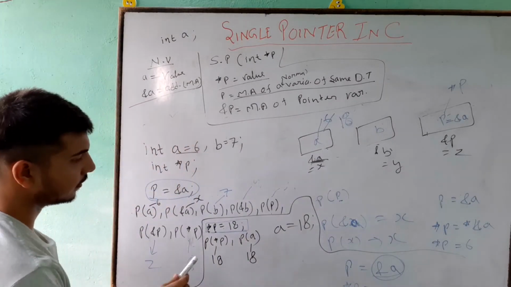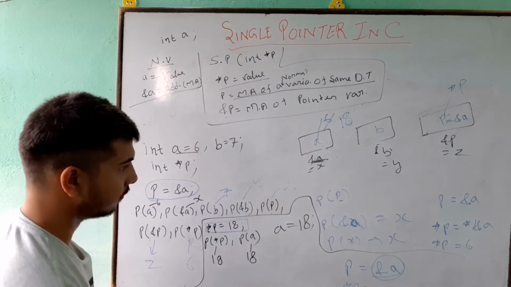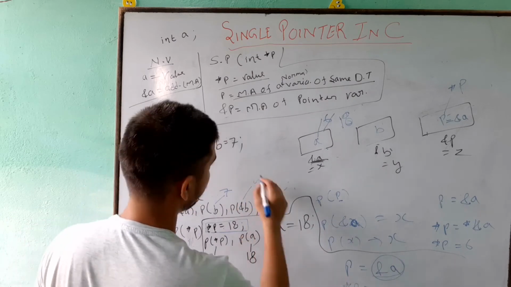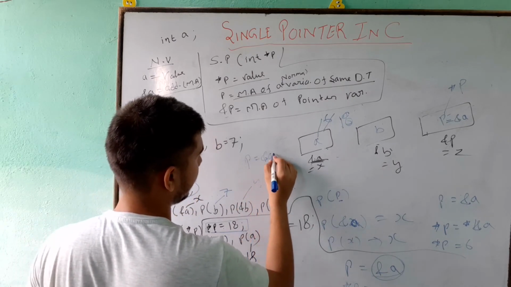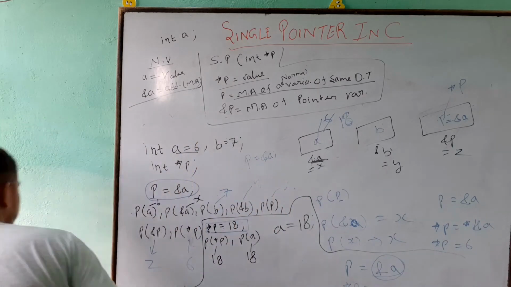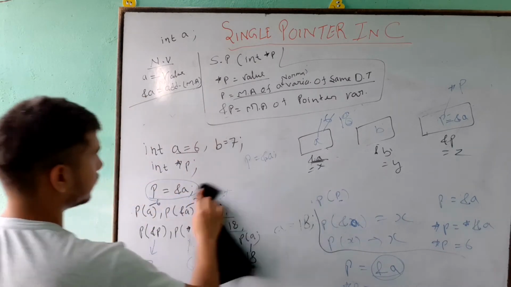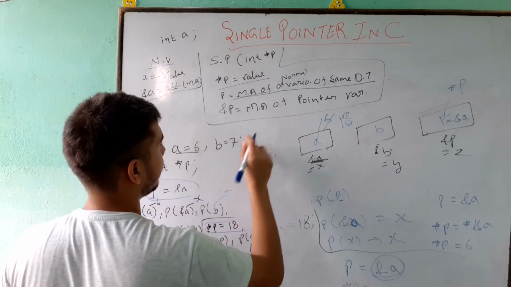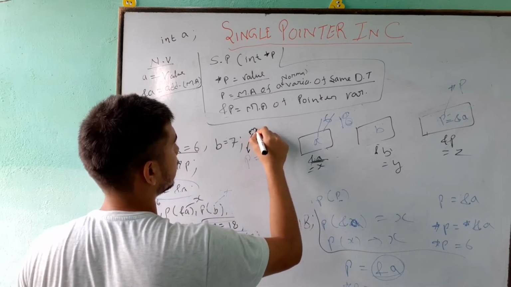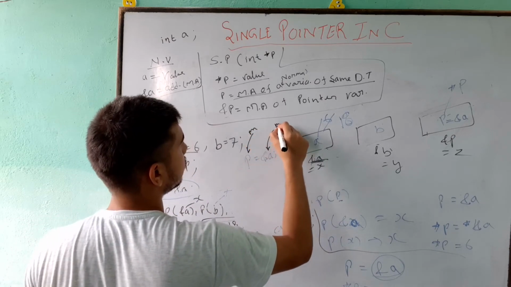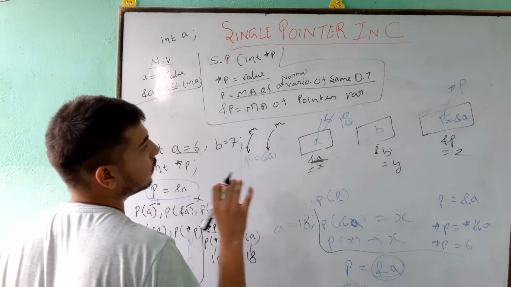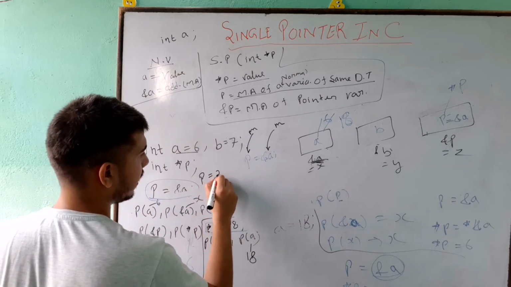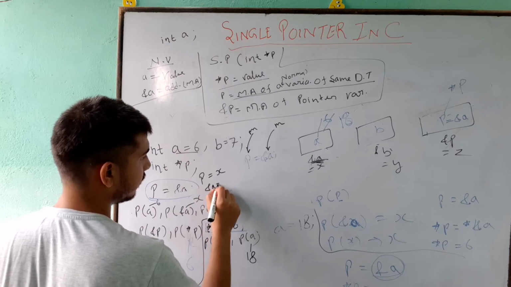Now let's understand this example again. We'll go really slow. What I had done was p equals &a. Just look here. That means p was pointing to a memory location, and &a was also pointing to the same memory location. If I write p, it gives me x, and if I write &a, it will also give me x.